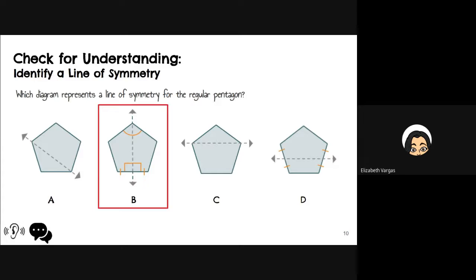That is, in fact, the line of symmetry of this pentagon, right? Because here this half does not match this half. These 2 halves are congruent. This half does not match this half, and this half does not match this half. So the only line of symmetry that we see is B.